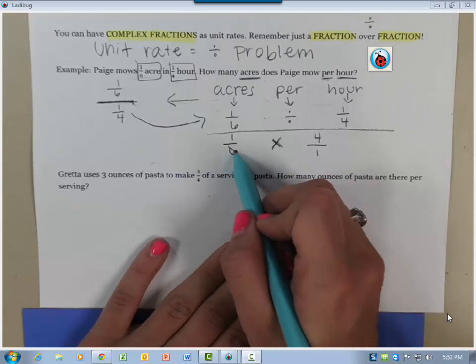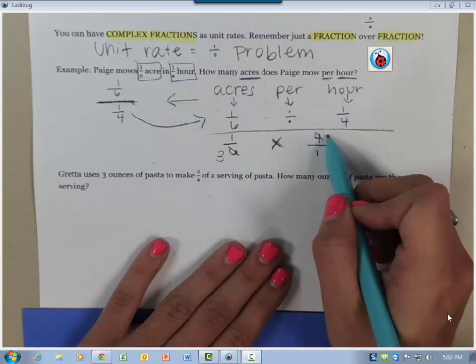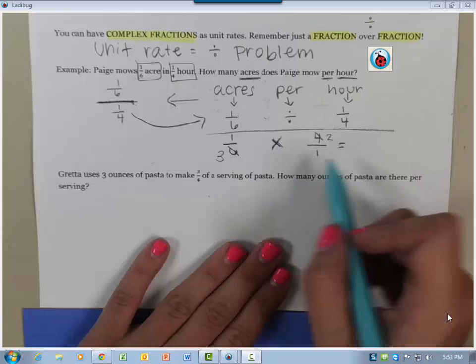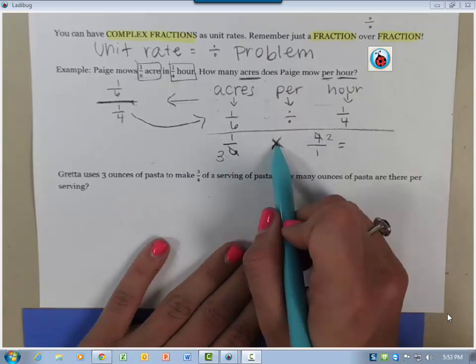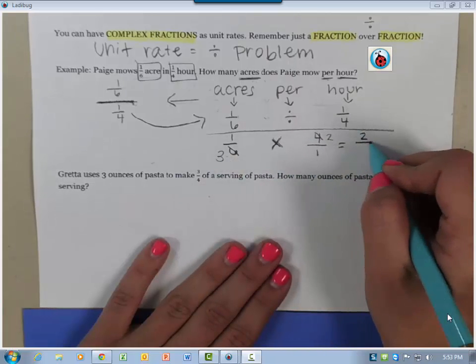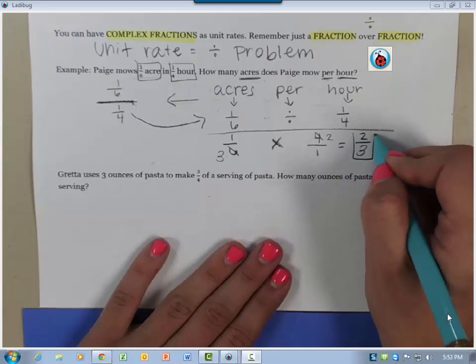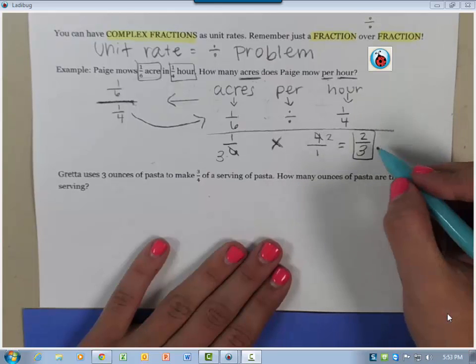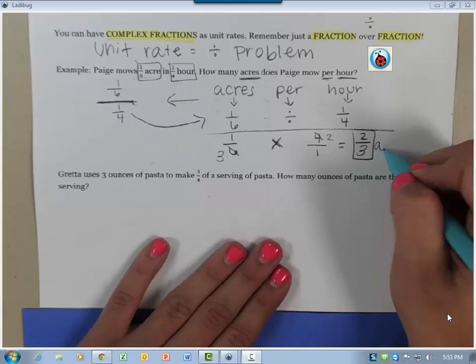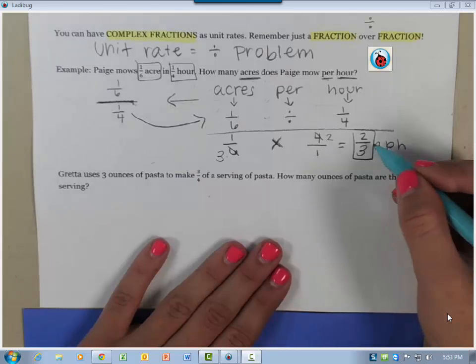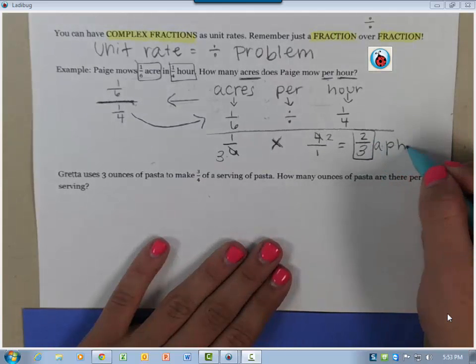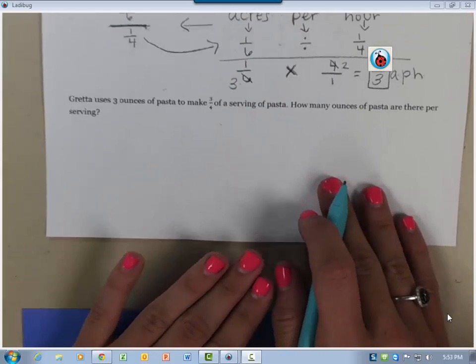Okay, so this turns to a 3, this turns to a 2. Multiplying fractions, top times top, bottom times bottom. Multiplying fractions ain't no problem. 2/3, what does that mean? She can do 2/3 acres per hour. She can mow 2/3 acres each hour. Alright, I want you to try this next one on your own, okay?